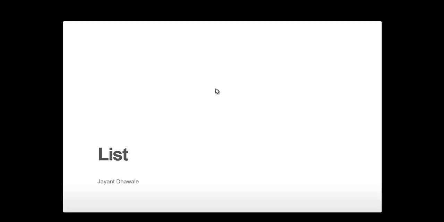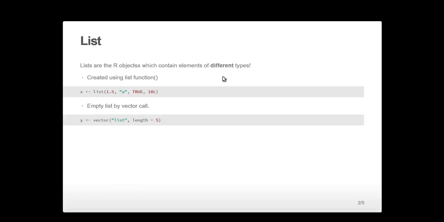Hey everyone, and let's see one more interesting topic in R, the list. Now why is the list important? Because it helps you do something that is not possible with vectors. In a list, you can store different objects of different types into a single object itself.